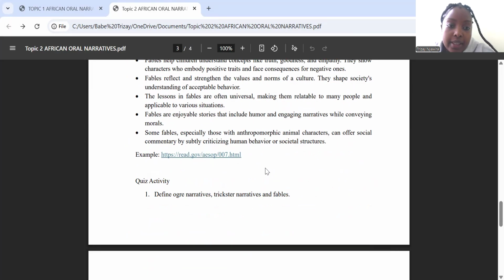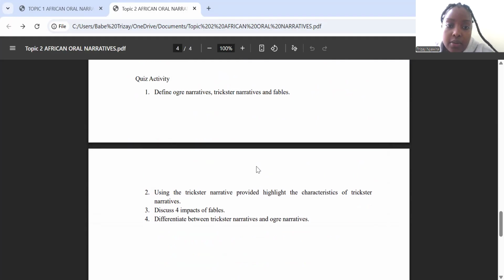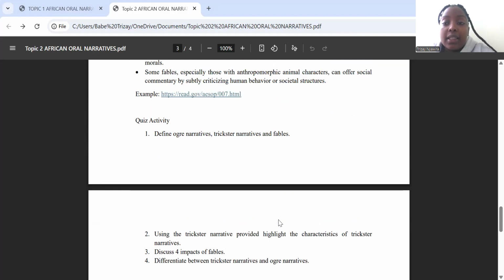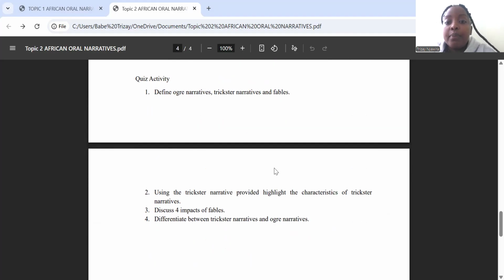As always, at the end of our topic, we have a quiz activity. You'll answer these questions after the class. Define ogre narratives, trickster narratives and fables. Using the trickster narrative example provided in the link, read it and highlight the characteristics of trickster narratives present in it. I've already read it and I know there are two or three. Also, discuss four impacts of fables. And then lastly, differentiate between trickster narratives and ogre narratives. I'll be checking that work in our next class. So make sure to do that and open the links and read those stories. They'll help you understand the ogre narratives, the trickster narratives, and the fables much better.